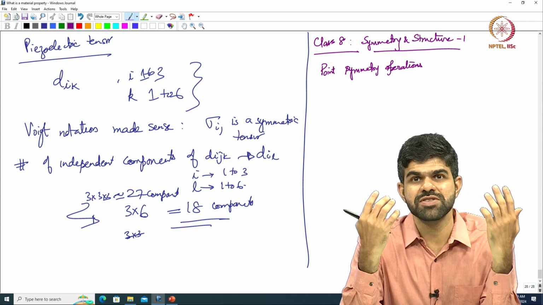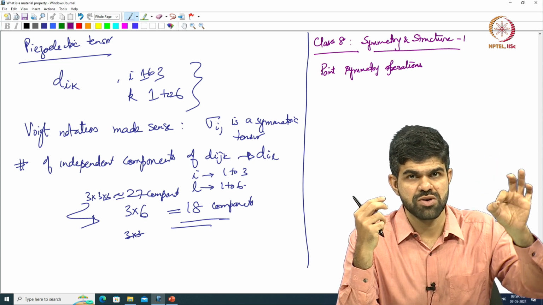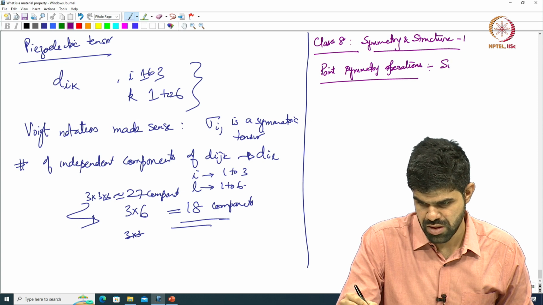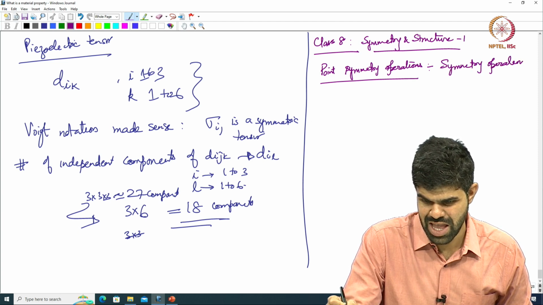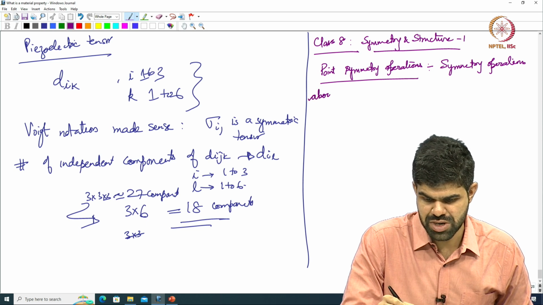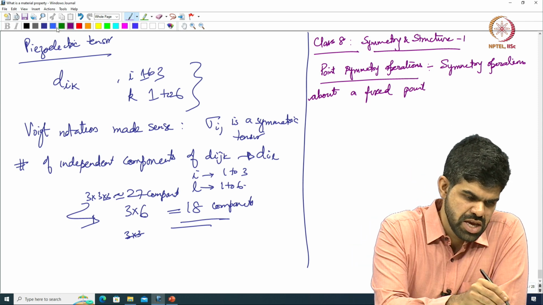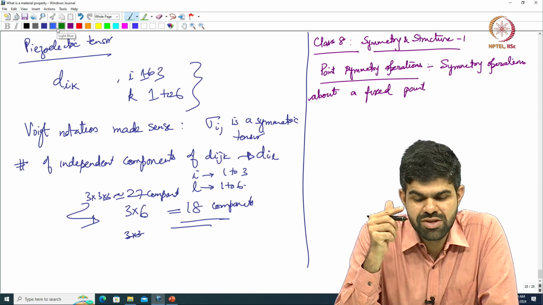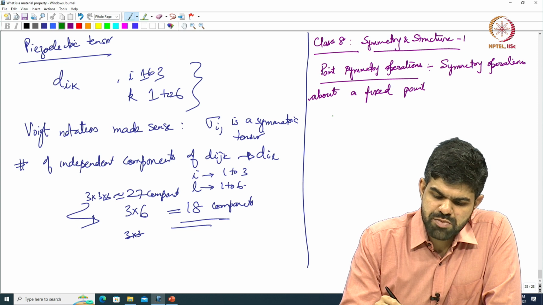I am going to do some sort of symmetry operation such that that point does not change when I am doing any sort of symmetry operations. So, these are symmetry operations about a fixed point. These are what are called point symmetry operations. Not to confuse this with point groups that I am going to talk about later on. So, these are just called point symmetry operations.